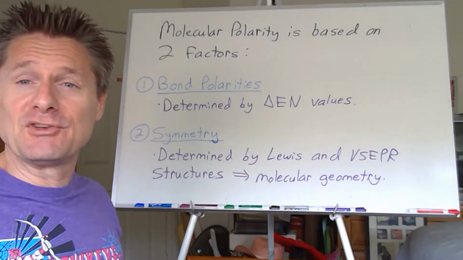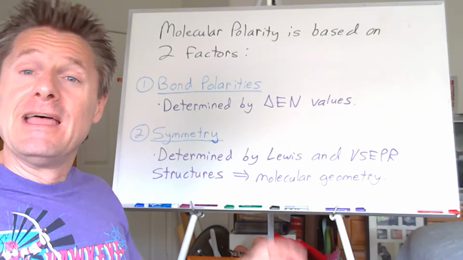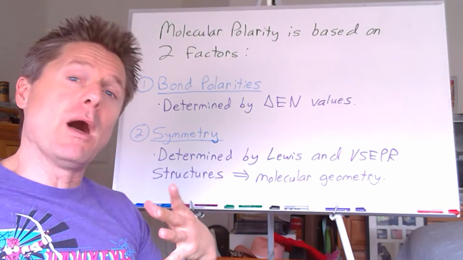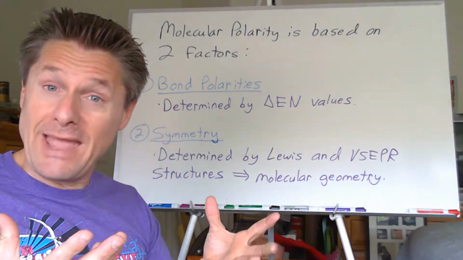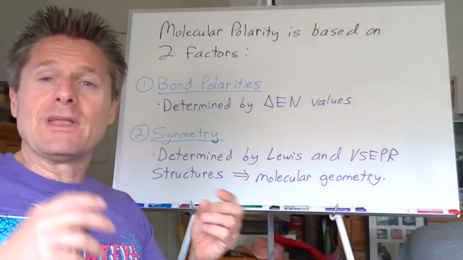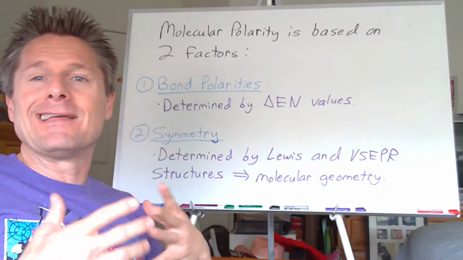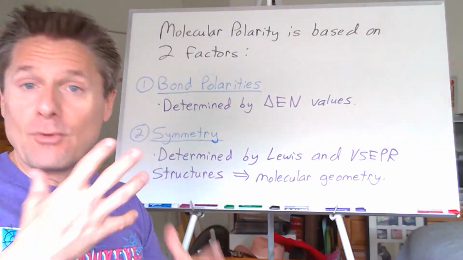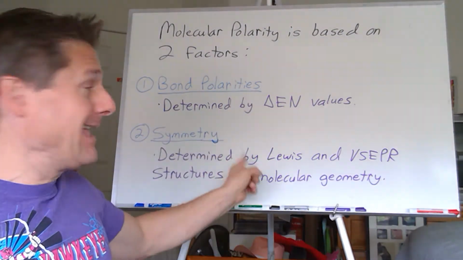And then secondly, symmetry. So bond polarities and symmetry. So look at whether the bonds are polar or nonpolar, and then we have to look at how those bonds are arranged in three-dimensional space. Are they arranged symmetrically? Are they arranged asymmetrically? So we're interested in looking at, is the electron density symmetrically arranged or asymmetrically arranged throughout the molecule? And we got to look at the bonds and the symmetry.